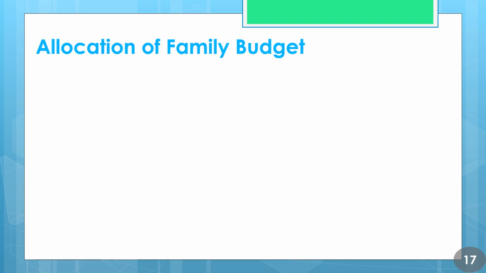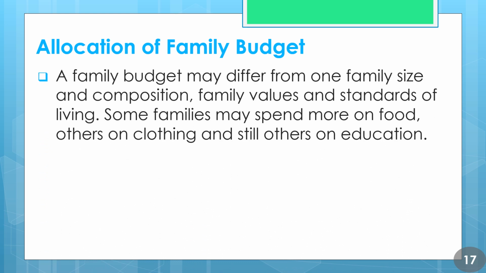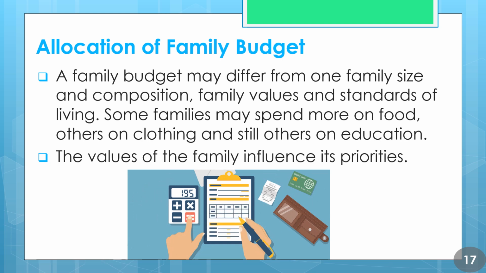The general goal of a family budget is a yearly, monthly, or weekly picture of what you need to spend and what you have left over. So in this case, allocation of the family budget is very important. A family budget may differ by family size and composition, family values, and standards of living. Some families may spend more on food, others on clothing, and still others on education.